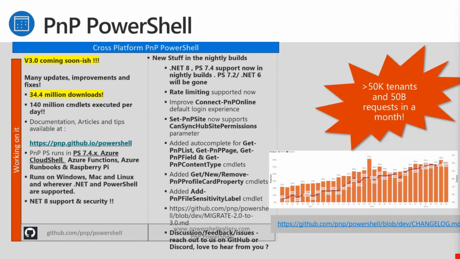What else? We also added Get, New, and Remove-PnPProfileCardProperty. That's the one that you can use for the in-your-organization adaptive card that you see everywhere. We also introduced Add-PnPFileSensitivityLabel as well, which is primarily a premium Graph API support. So lots of changes, bug fixes, and improvements. These are all part of the latest nightly builds.